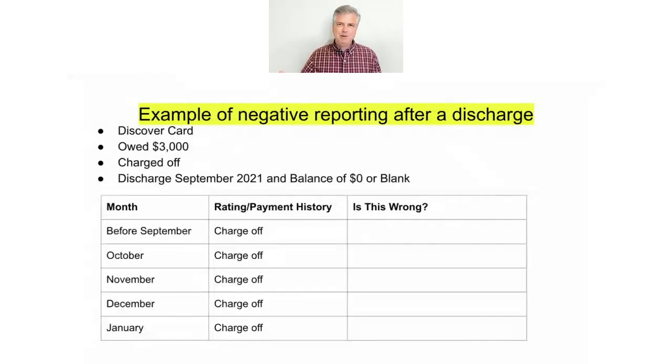Before September, it shows the rating, which is what TransUnion calls it, the payment history, Experian and Equifax, says charge off. Is that right or wrong for before September to show it as a charge off? What do you think about that? So discharge in September, and we're talking about before September, like August, July, June, it shows a charge off. Is that right or is that wrong?